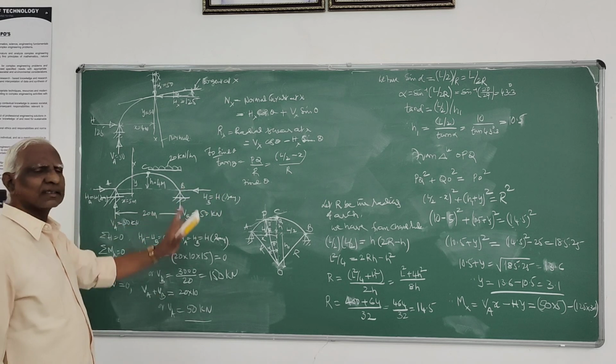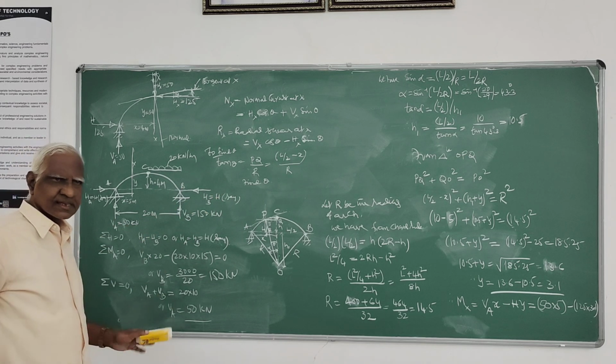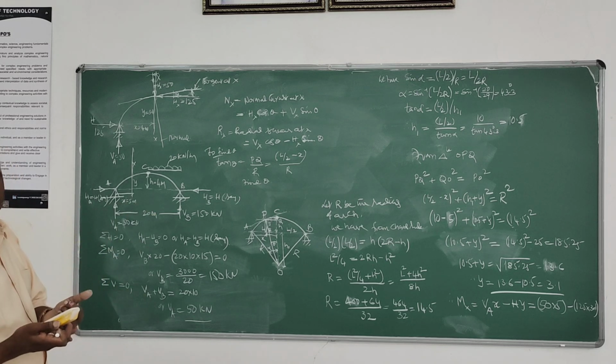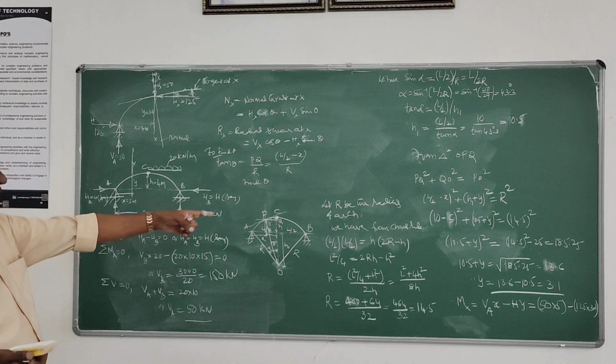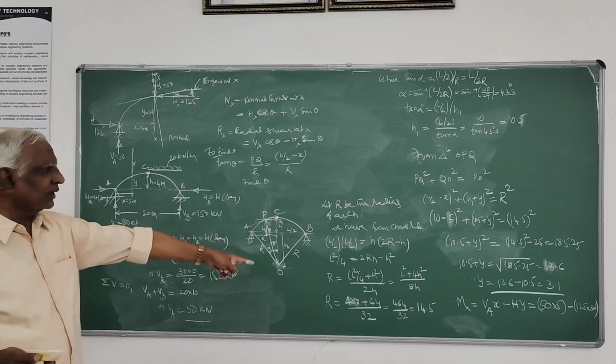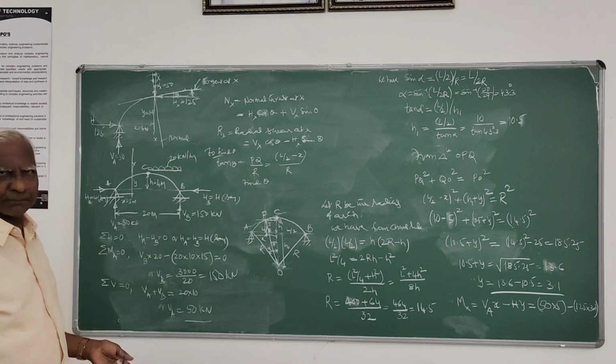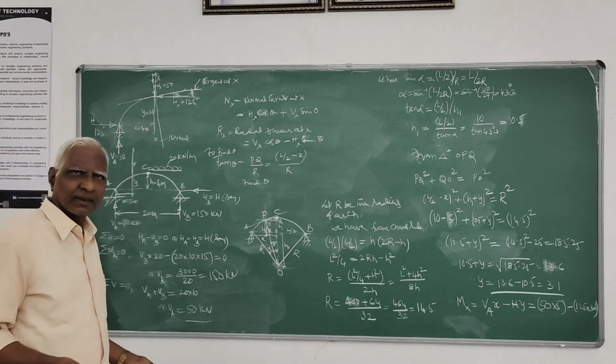So with this, we have finished the analysis of the parabolic arch and circular arch. For the circular arch you have to be careful with the geometry. Otherwise, the parabolic arch is very simple. So next we will take up cables.